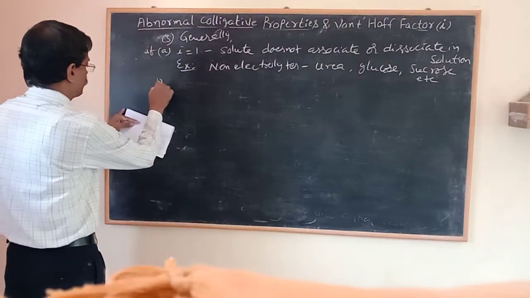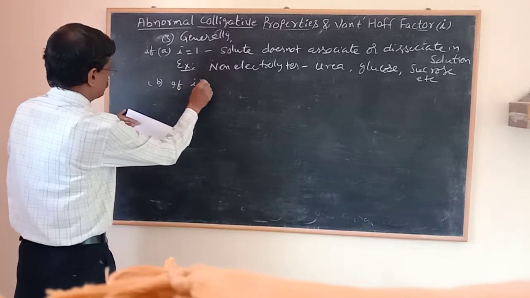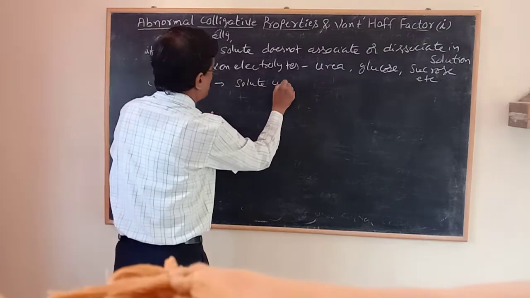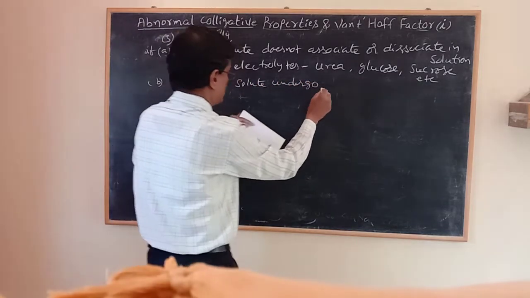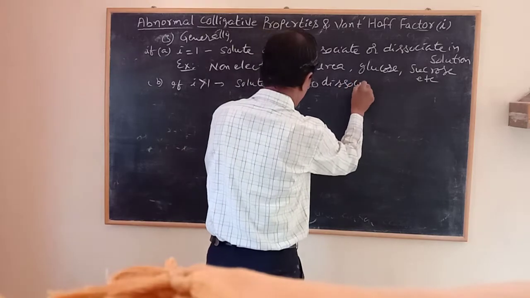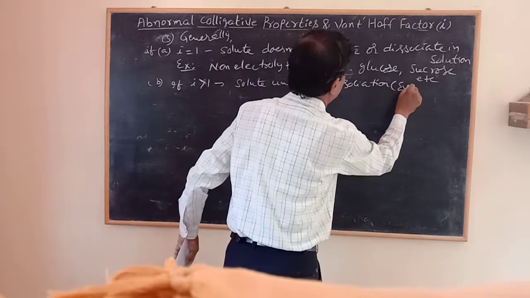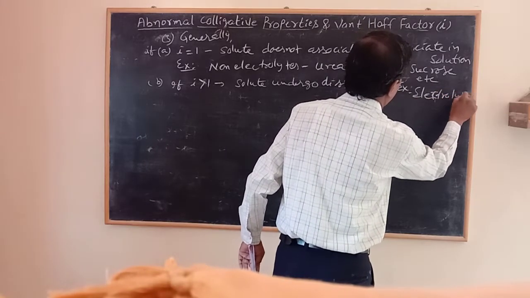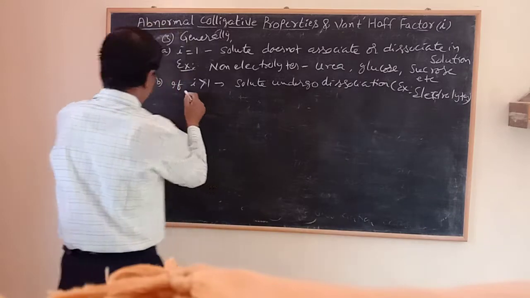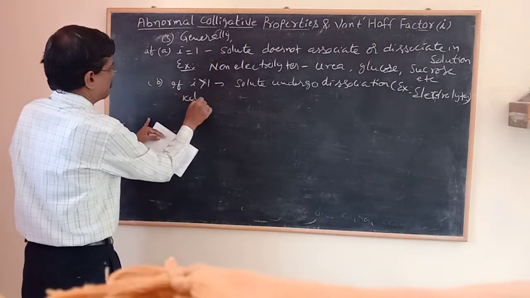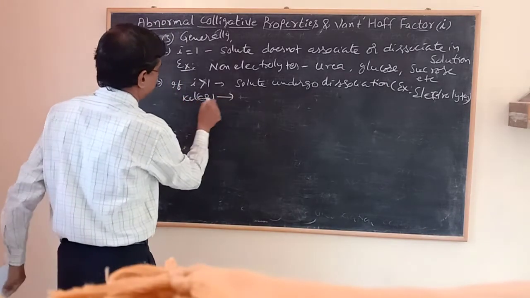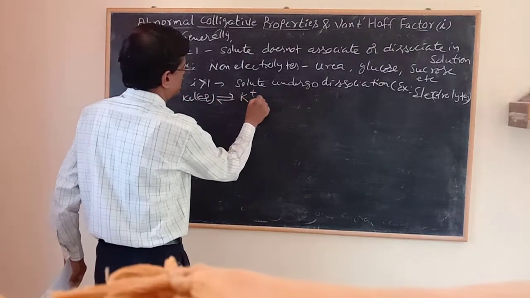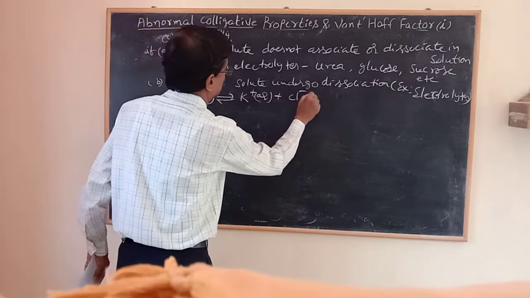Now we will take the second one, B. If i is greater than 1, it indicates the solute undergoes dissociation. Usually the examples coming under this are electrolytes. Example, already we have discussed this one: KCl in the aqueous medium dissociates to K+ and Cl-.